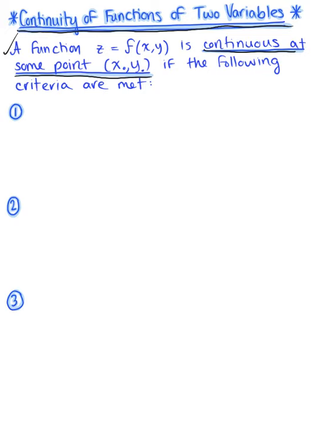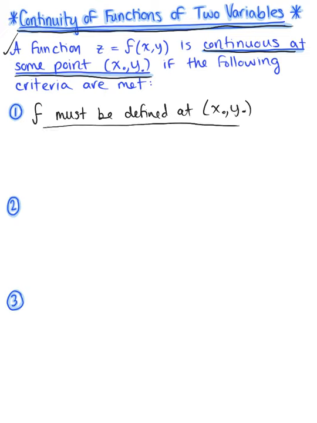The first one is that the function must exist at that point. So our function f must exist, or must be defined, at the point x naught, y naught. In other words, f of x naught, y naught must exist.